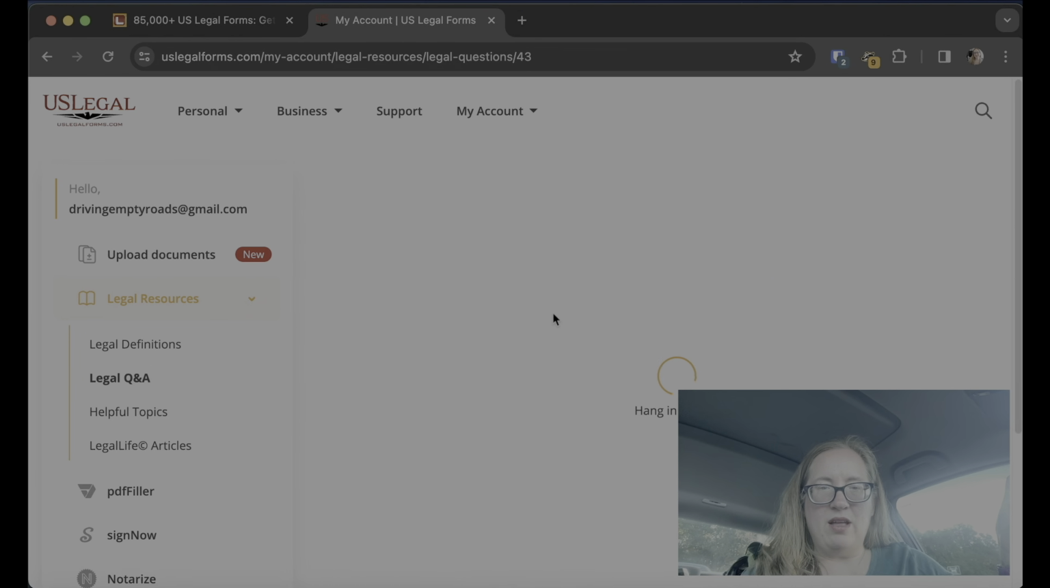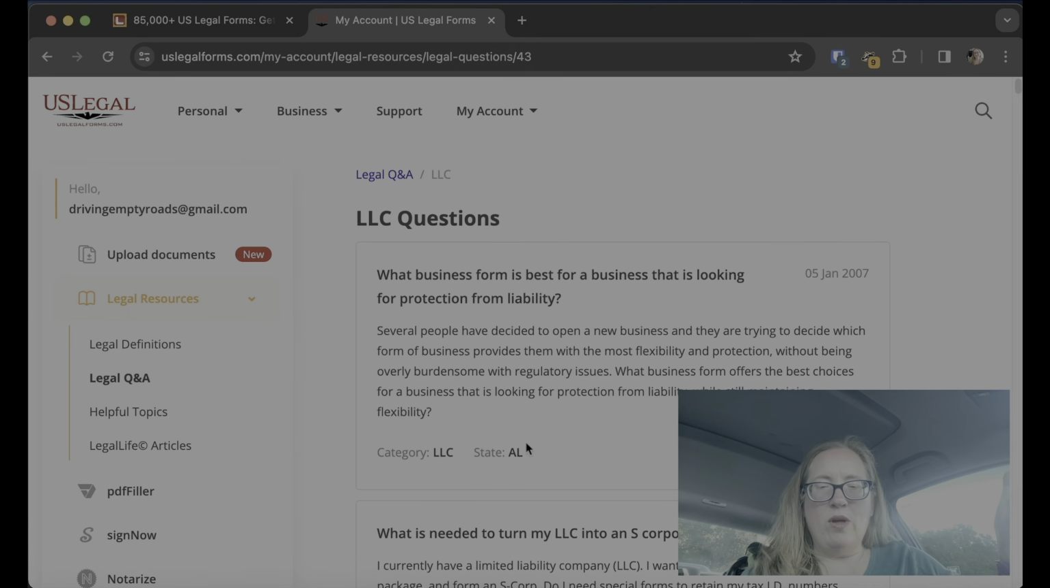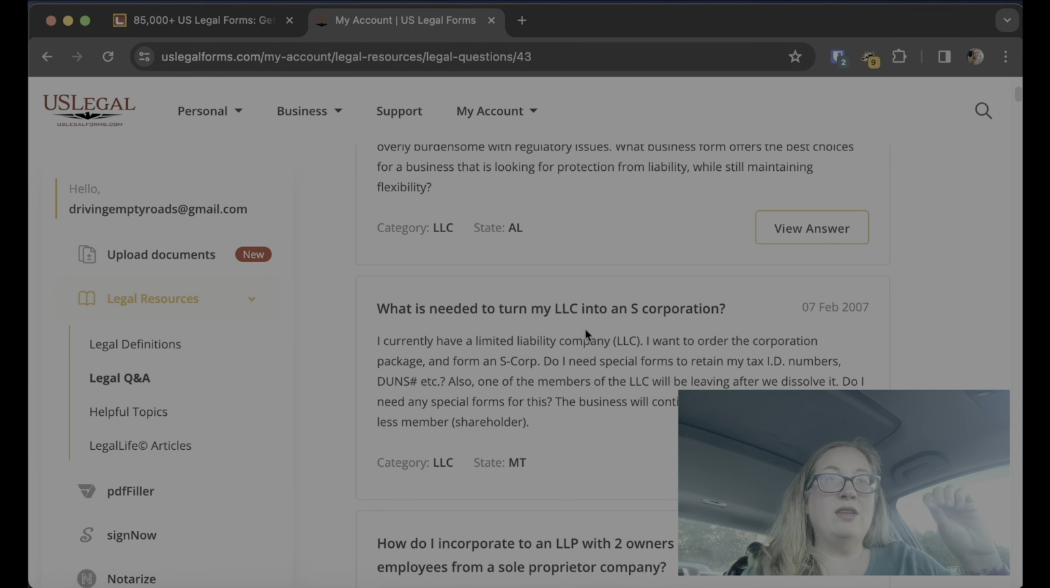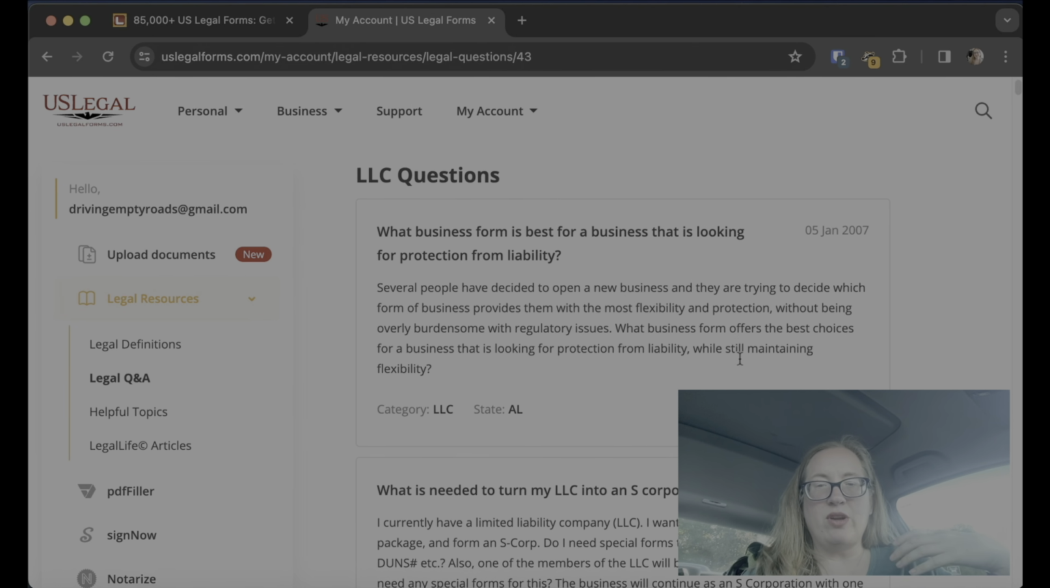LLC. Let's click on LLC. What do they say about LLC? So one of these things is that these all have the state in there. People have asked these questions and someone has answered. That's one thing that's really important to know about not all legal issues in the United States, but many legal issues in the United States, is that a lot of them depend upon state law.